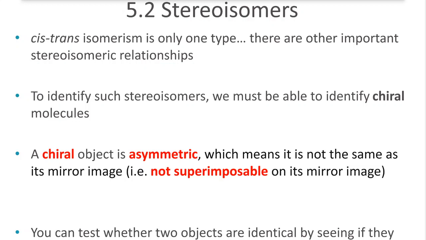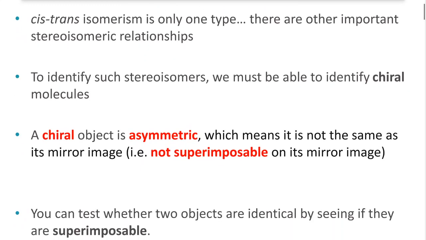Alright, so there are other different types of stereochemistry. We've seen cis and trans stereochemistry, but another type is called an asymmetric center or a chiral carbon. Okay, so a chiral object means that it's not the same as its mirror image. A chiral object has a non-superimposable mirror image, so you can test to see whether objects are chiral or identical to see if their mirror image is superimposable.